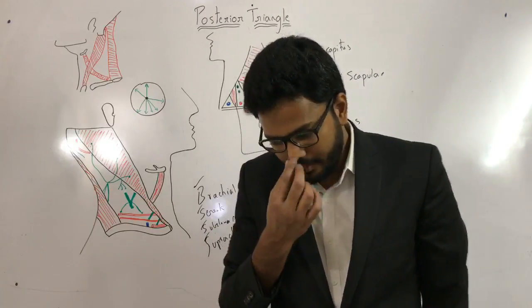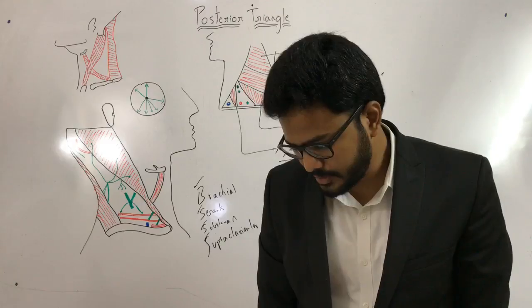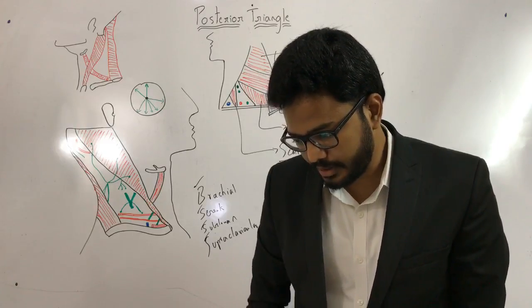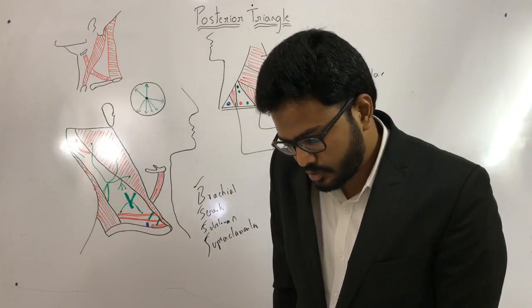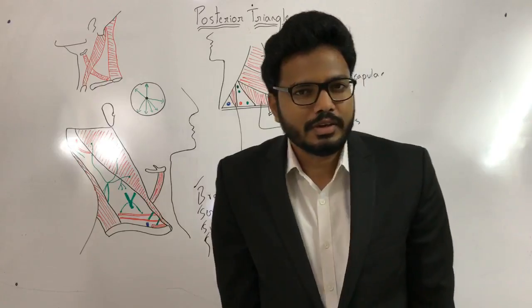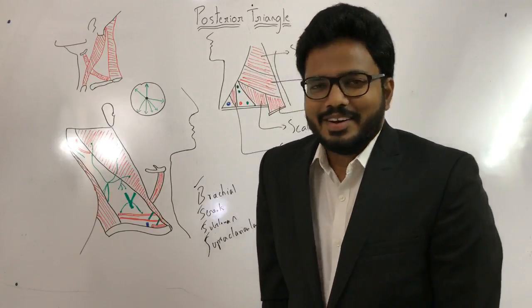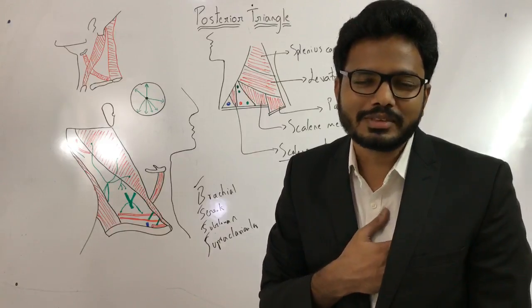Okay, so we have a fifth question. Two statements. Statement 1, the third part of subclavian artery is present in occipital triangle. Statement 2, supraclavicular triangle is also called the subclavian triangle. We have these options: 1 is true, 2 is false; 1 is false, 2 is true; both are true; and both are false.